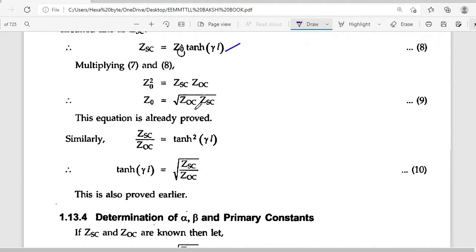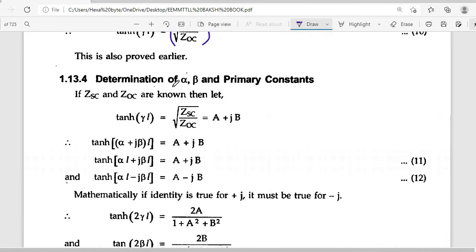Multiplying equations 7 and 8, ultimately you get Z0 equals the square root of ZOC into ZSC. What does it mean? The product of the short circuit and open circuit impedances is equivalent to the characteristic impedance squared, Z0 squared. Either short circuit or open circuit, you have to get the equivalent of Z0. This equation was already proved previously: ZSC by ZOC equals tanh squared γL. So tanh γL equals the square root of ZSC by ZOC.